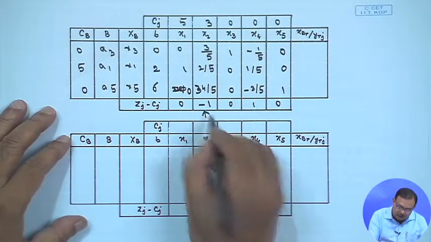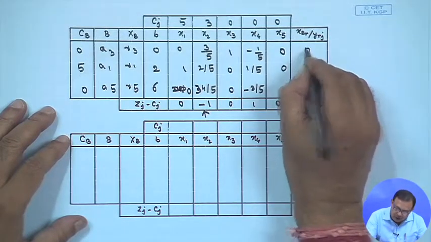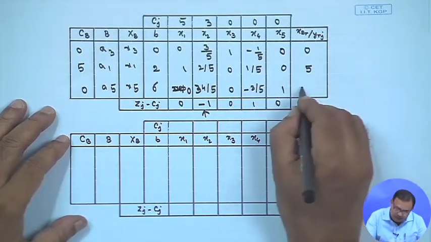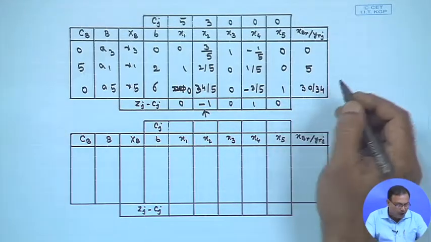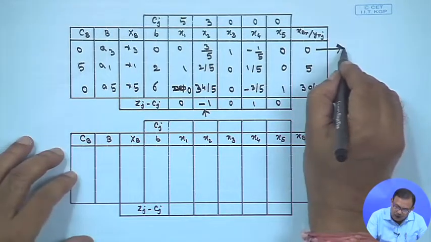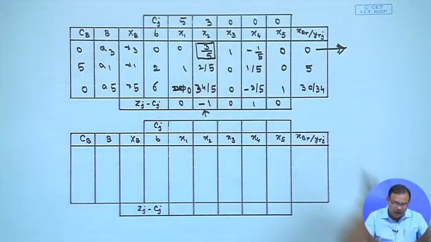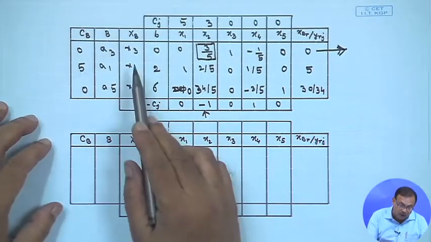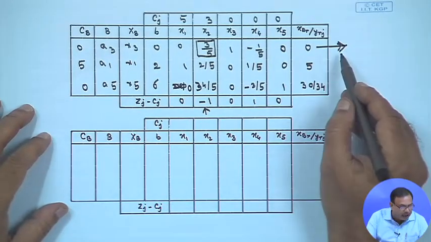So, your entering vector is x2 now. I have to calculate the ratio, and you will find 0, 5, 30 by 34. So, the minimum is this one. Therefore, your departing vector is x3 and this is your pivot element. And there is no degeneracy till now. Sorry, there is a degeneracy because one of the basic variables is 0 over here. So, you are calculating this.